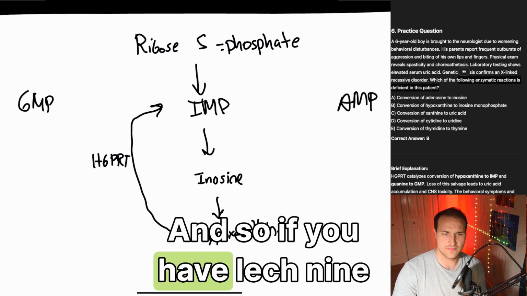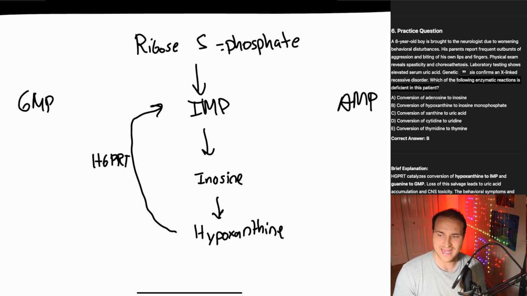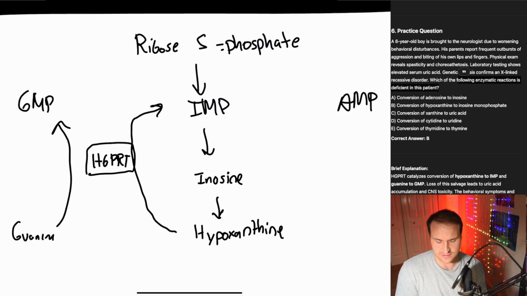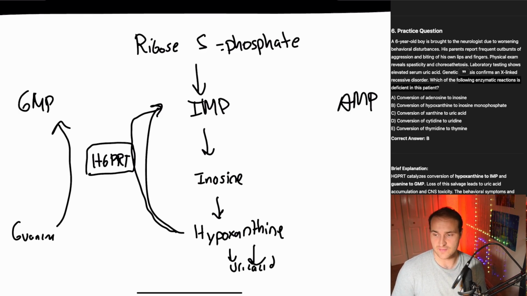All right. So if you have Lesch-Nyhan syndrome, then HGPRT is what normally catalyzes the conversion of your hypoxanthine to IMP, and also your guanine, by the way, which I'll just write over here. Your guanine is going to go to GMP. If you lose this salvage due to Lesch-Nyhan syndrome, then you get a buildup of uric acid. Why? You can't go back, so you're just going to go this way and get more uric acid. Then that accumulation causes these neurosymptoms.